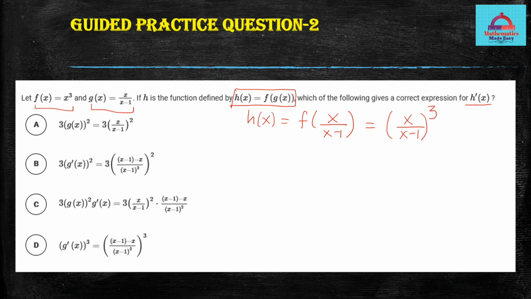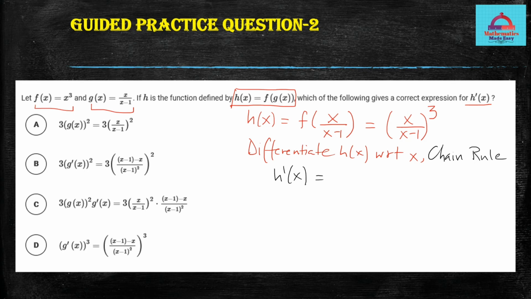Now we need to find an expression for the derivative of the function h(x). So let's differentiate h(x) with respect to x. So this is a composite function. Definitely we will go for chain rule. So let's do the chain rule. H prime of x is going to be, now this is a function with power, so power rule will be applied, and that would give us 3 times x over x minus 1 whole square times d by dx of x over x minus 1. That is what is your chain rule that we have applied.